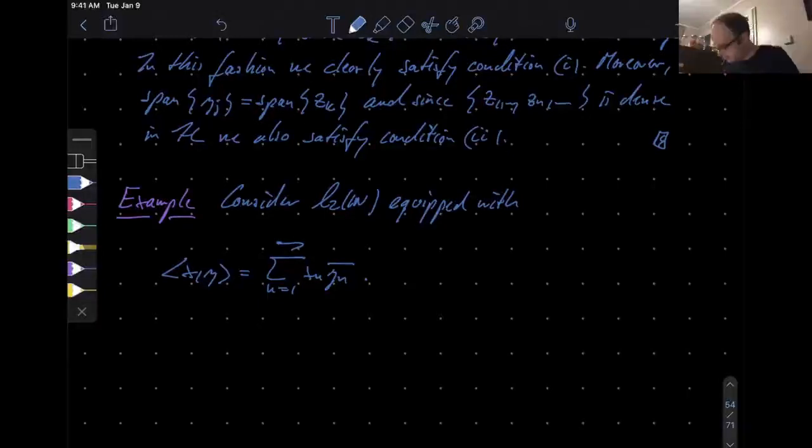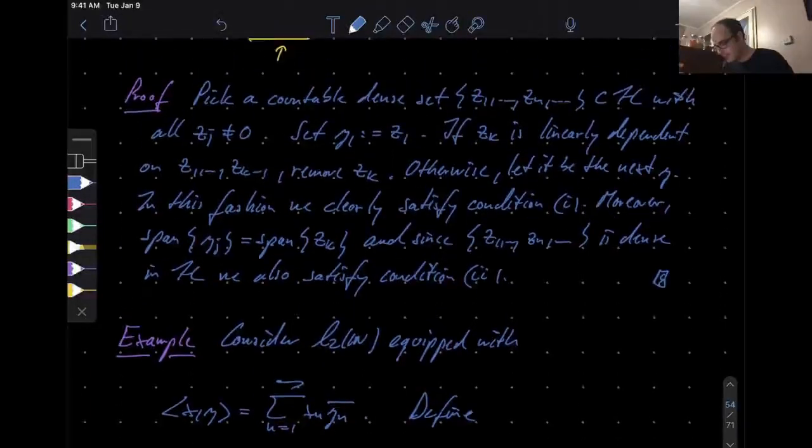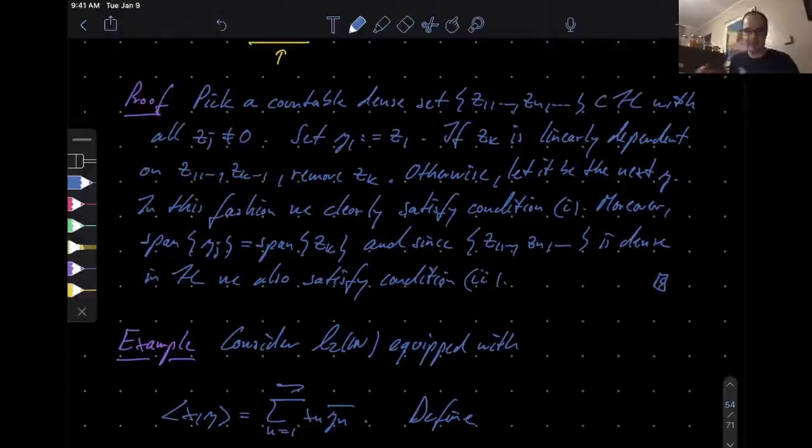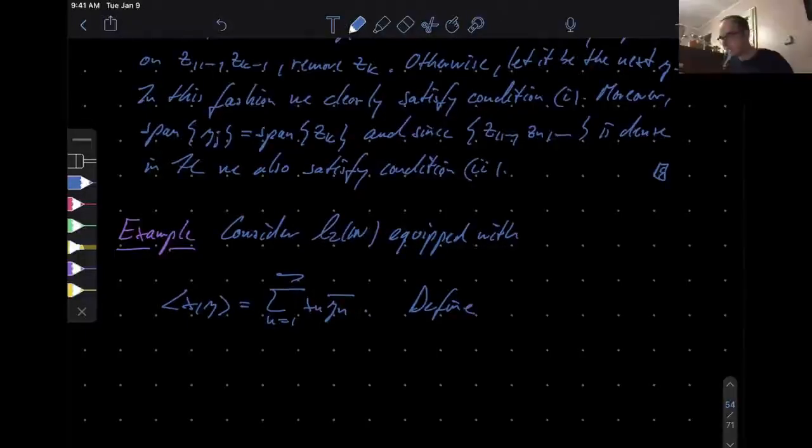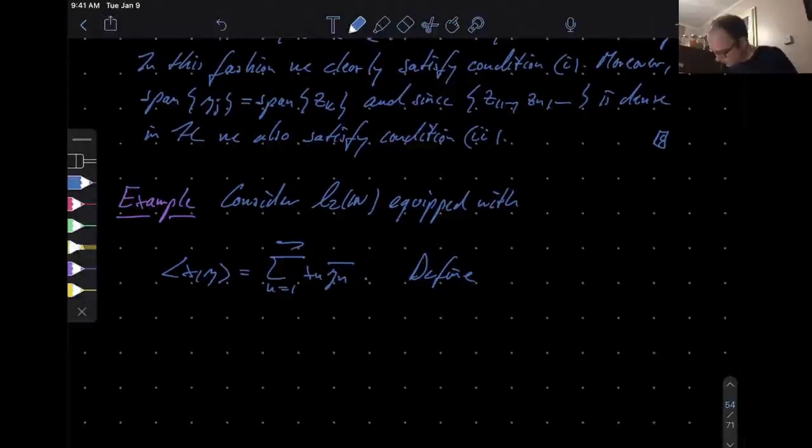So here is a countable dense subset, which automatically will be a linearly independent spanning set. So that's how I choose it. I don't have to go back to the proof of the last result and do this operation of discarding possibly linearly dependent elements. No, from the get-go, it will be a linearly independent spanning set. Okay. So here, how to do it?